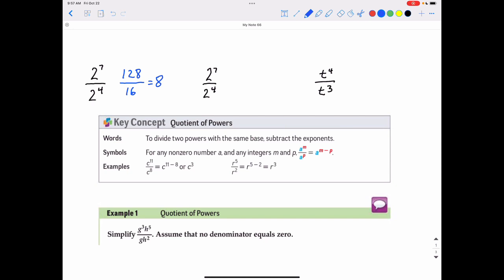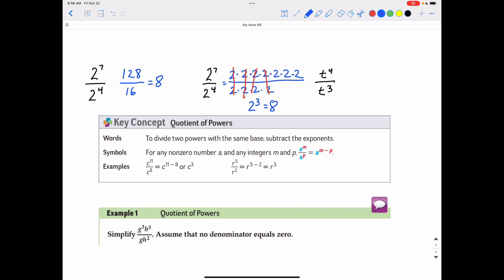Remember what 2 to the 7th and 2 to the 4th actually mean. 2 to the 7th power means 2 times 2 times 2 times 2 times 2 times 2 times 2. And 2 to the 4th power means 2 times 2 times 2 times 2. Well, we've got a lot of 2's being multiplied in both the numerator and the denominator, so what we can do is start canceling out pairs of 2's there, which means what you're left with is 3 2's, or 2 to the 3rd power, and that equals 8. Notice we did that entirely without using a calculator by canceling out all those 2's.